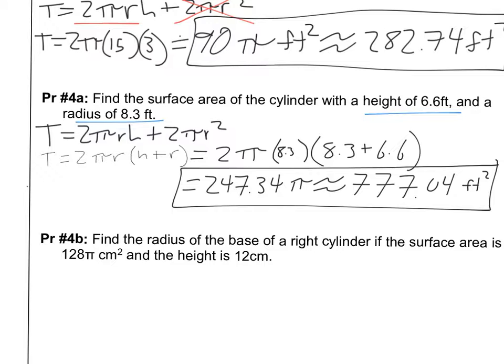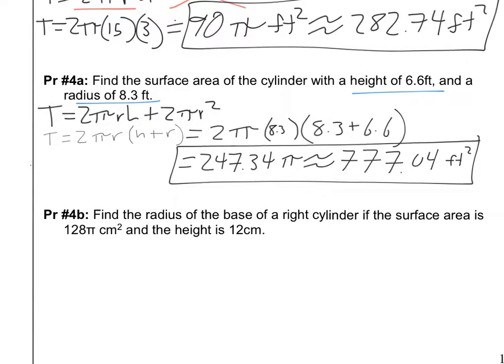This one says, find the radius of the base of a right cylinder. A right cylinder is just still a cylinder. It's just a cylinder that goes straight up and down. If the surface area is 128 pi square centimeters and the height is 12 centimeters. So we're giving you the height and we're giving you the surface area and we want you to solve for the r.